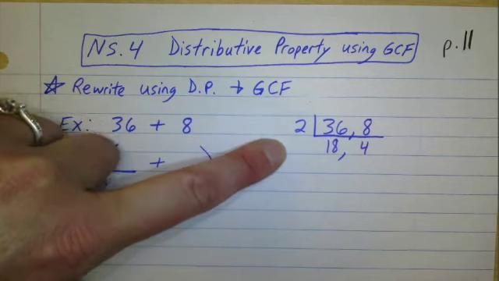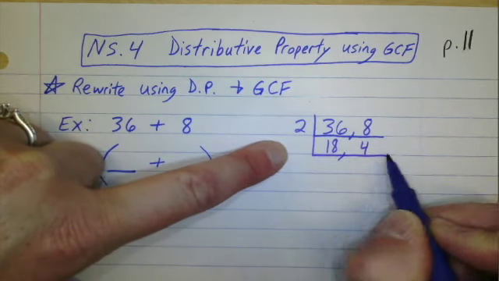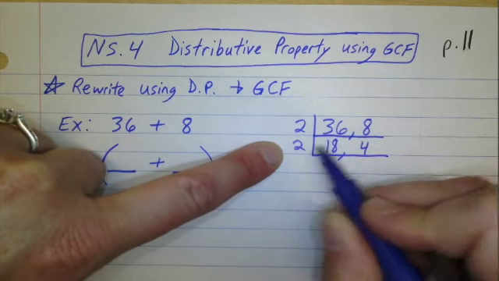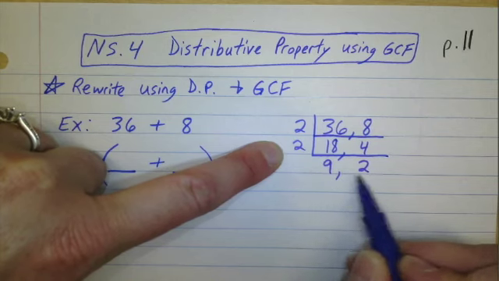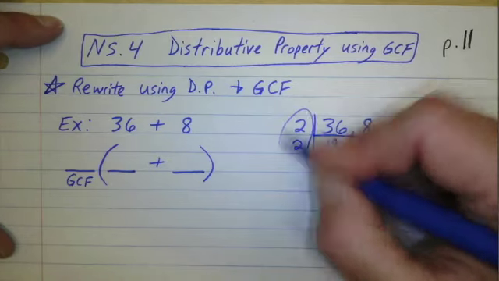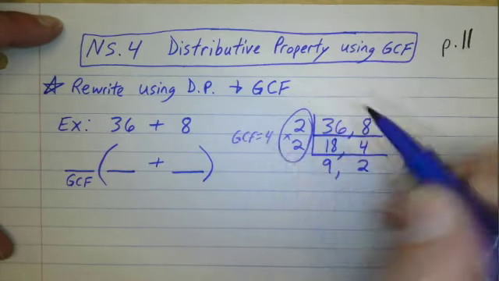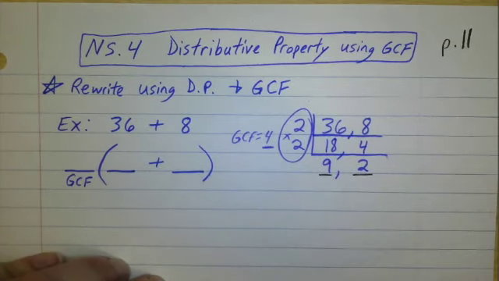So do I make another rung on the ladder? Is there another number that goes into 18 and 4? Yes. That number is 2. 18 divided by 2 is 9. 4 divided by 2 is 2. And 9 and 2, nothing else you could put in would simplify those down. So your GCF, if you remember, you multiply these. So your GCF is 4. And then the 9 and the 2 are actually your blanks when you solve this problem.